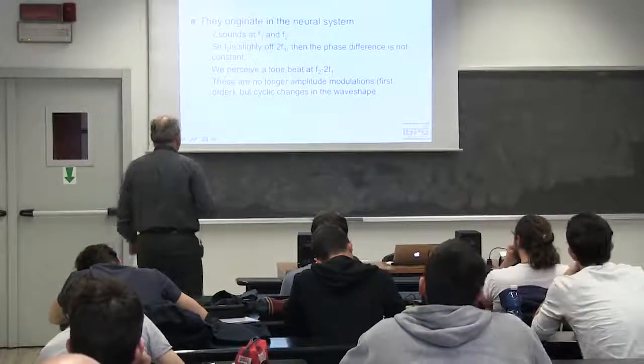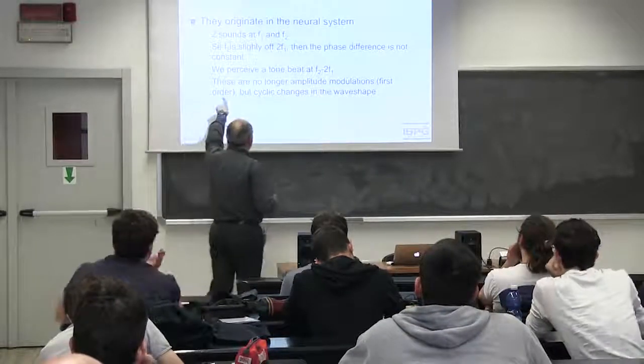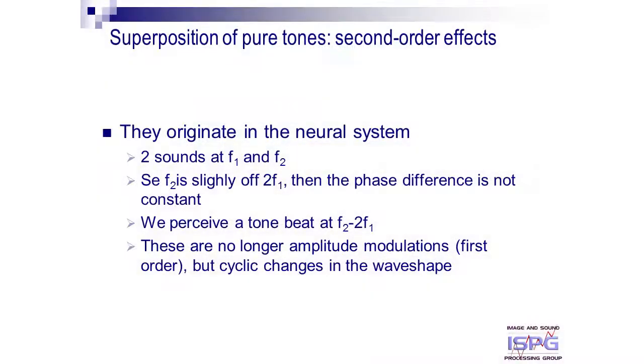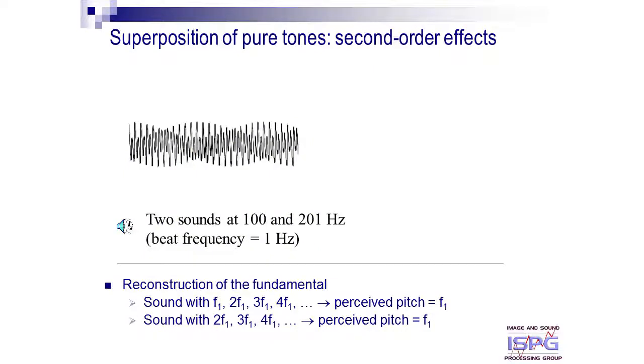You have to be careful because, like I said, it's no longer amplitude modulation, like in the case of the first order, but there are cyclic changes in the wave shape. Let me show you what I mean just by showing you how the two things mix together. As you see, the magnitude is nearly constant, but the phase changes. You have a change in the wave shape.